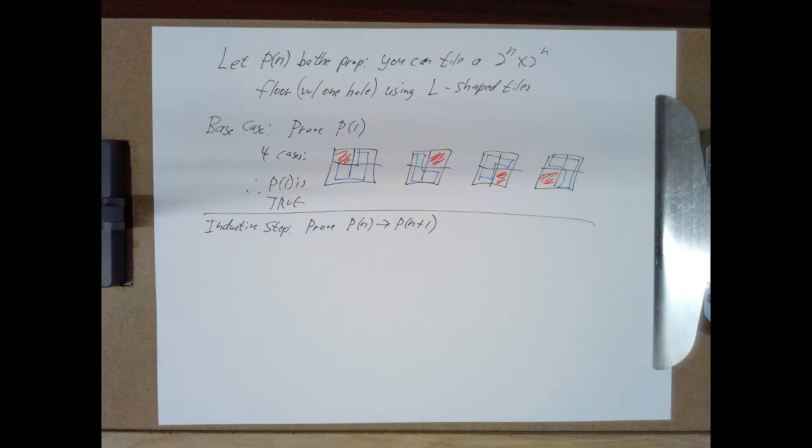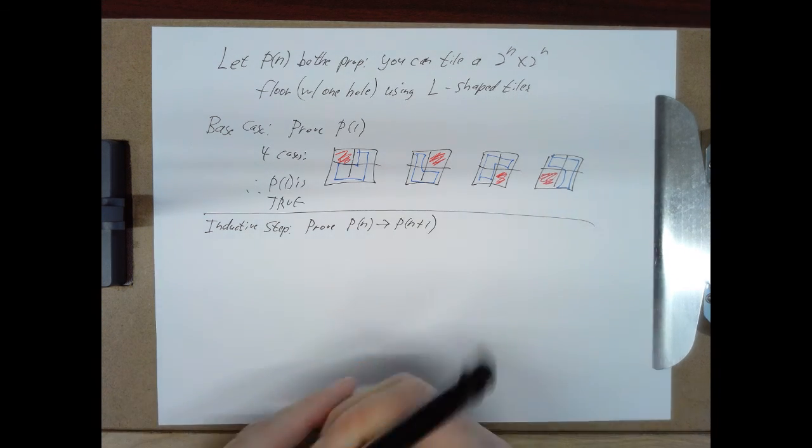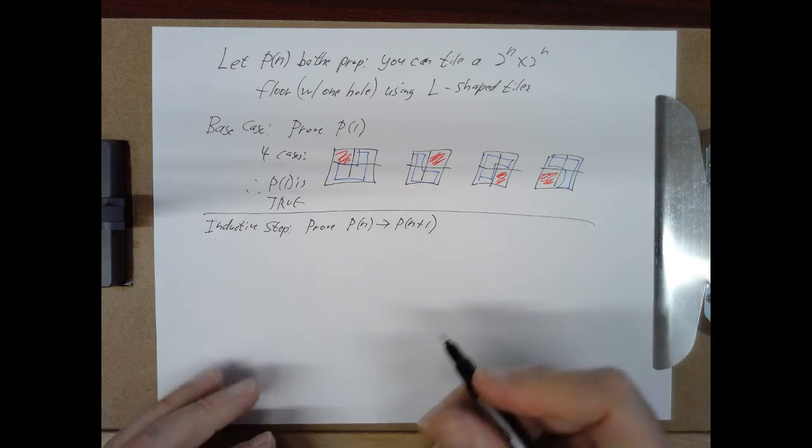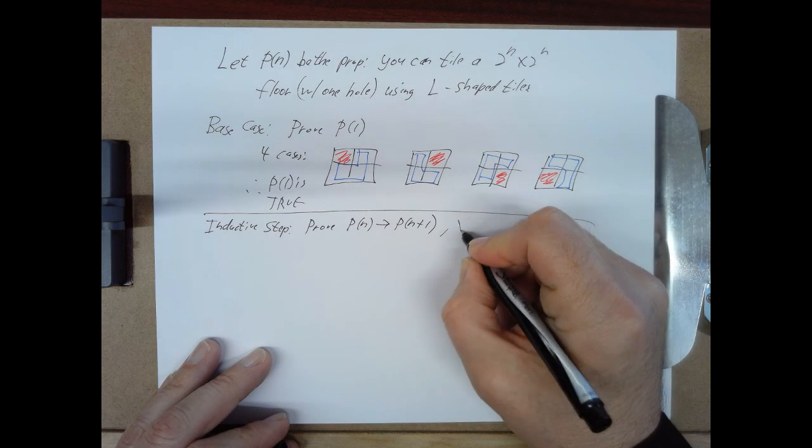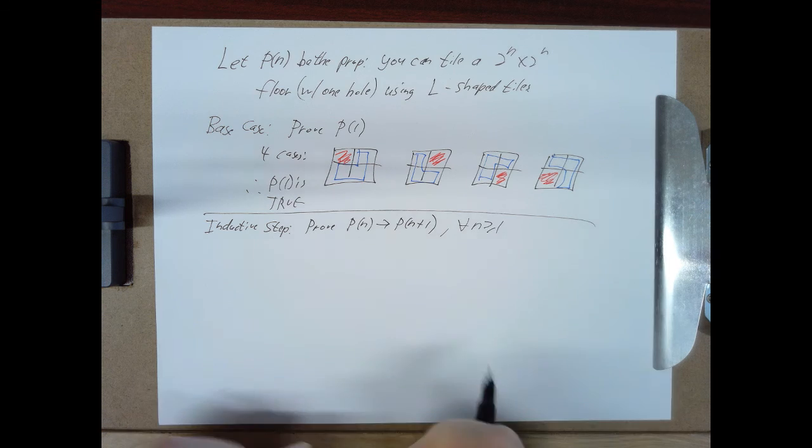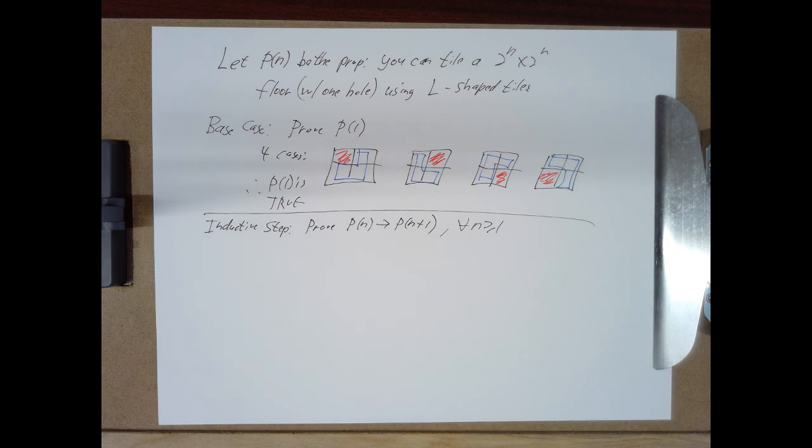I know what that was. Prove that given P of n, we can conclude P of n plus 1 for any n bigger than or equal to 1. Well, this is really subtle. I never would have figured this out, but somebody did. But here's how we can, does anybody have any ideas, first of all, how we might tackle this?